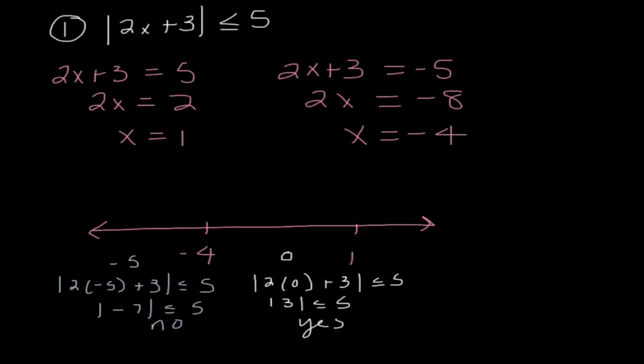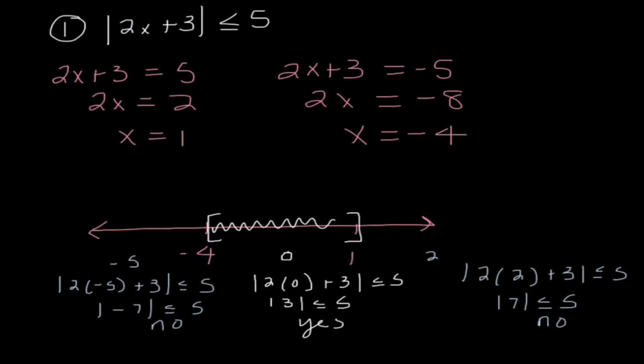To the right, I'm going to choose something like 2. So I have the absolute value of 2 times 2 plus 3 is less than or equal to 5. So I get the absolute value of 7 is less than or equal to 5, which is a no. So what that means is that I'm only shading things that are in the middle. I'm going to use brackets, as I said earlier, because of the equal to. And if you wanted to use closed circles, you could.